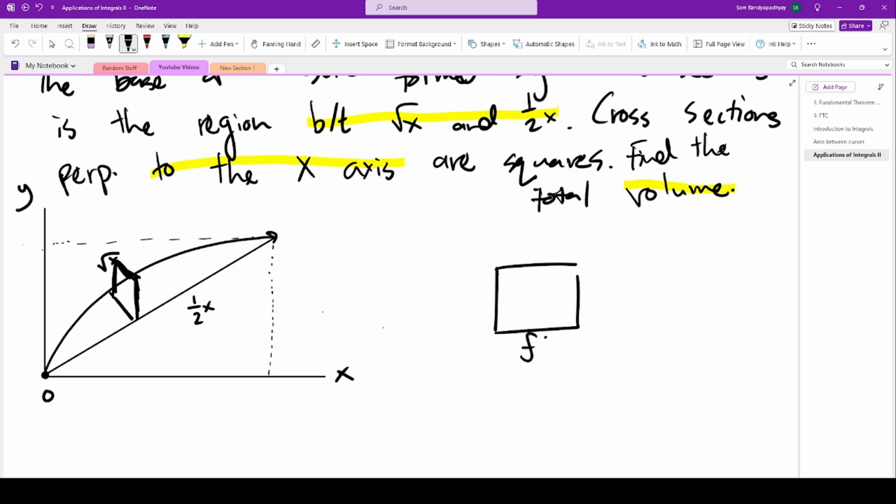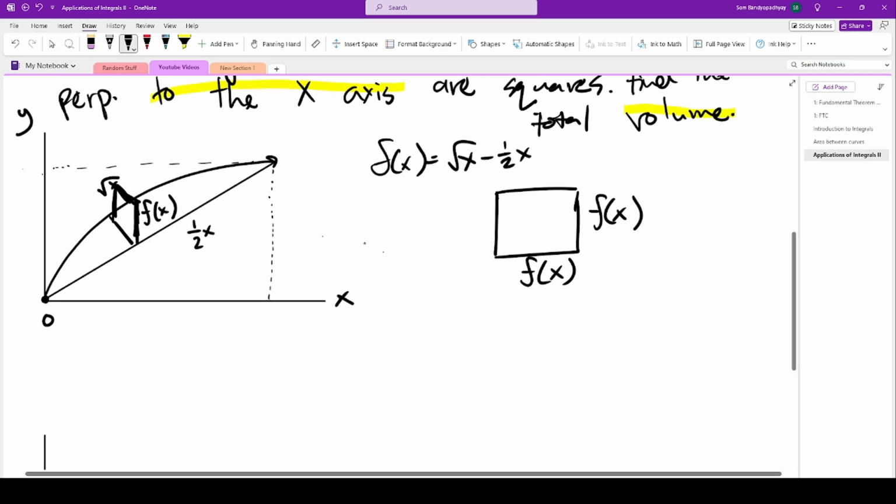So the base of this square is going to be f of x, right? Which is, so this is f of x, which is in this case the distance between root x and 1/2 x. And since it's a square, this is also going to be f of x, right? And technically there's always this infinitesimal width dx, but I'm going to omit it for now because I'm just going to skip that step entirely.